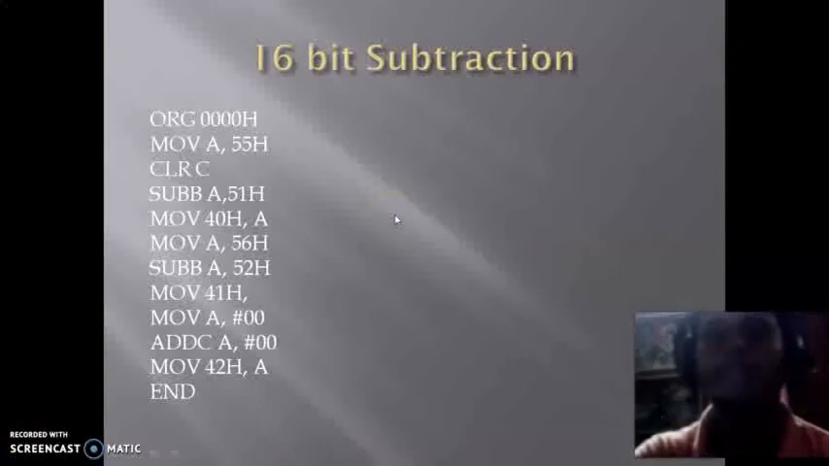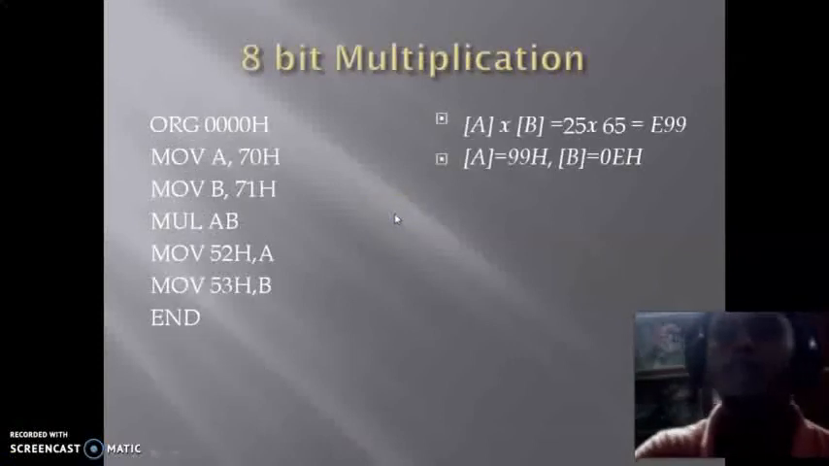Now next is an 8-bit multiplication. So here ORG 00 is the starting address, and here the content of 70H, that is the RAM location, will be stored into the accumulator, and the content of 71 will be stored into B. So here the two 8-bit data are stored into the accumulator as well as B. Now using the MUL instruction, we will multiply the two 8-bit data.